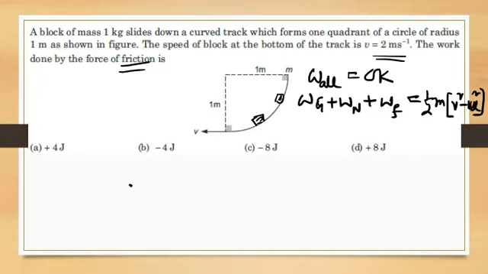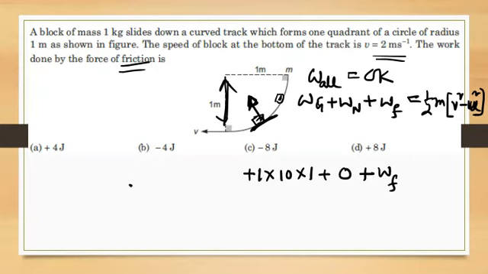Work done by gravity only depends upon the vertical height only. So work done by gravity is what? Plus mgh, h is 1, the vertical height. Work done by normal will be 0 because all the time you can see normal is perpendicular to the tangent, meaning perpendicular to the displacement. So work done by normal will be 0 only.